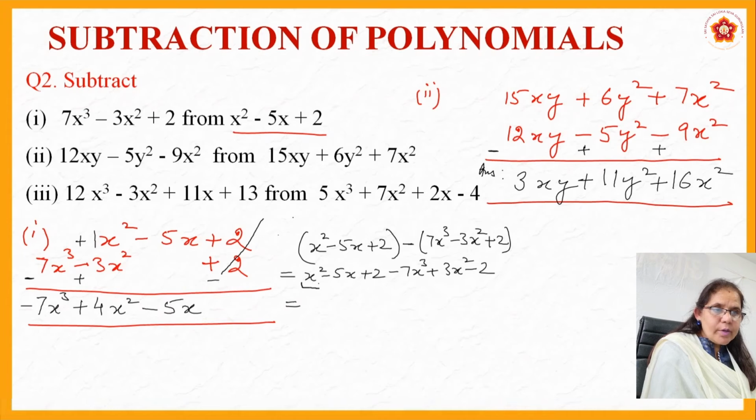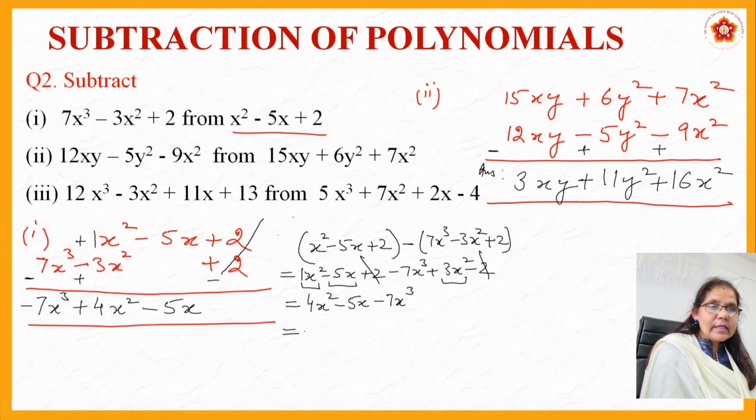I will now try to do it directly. X square term, these are the two x square terms. So 1x square plus 3x square will become 4x square. Minus 5x, we do not have any other term. I'll copy minus 5x as it is. 2 and 2 gets cancelled. Plus 2 minus 2 gets cancelled. Minus 7x cube is the other term.